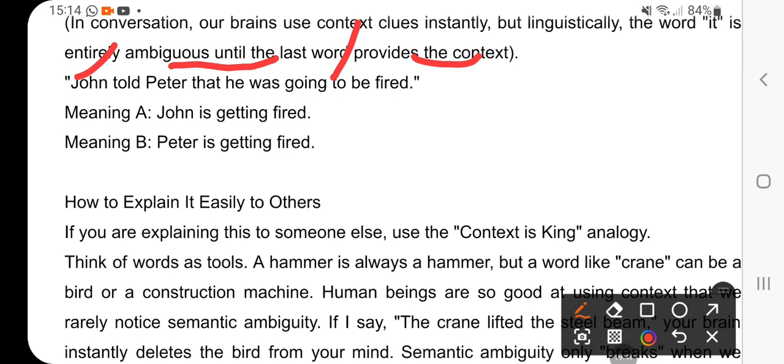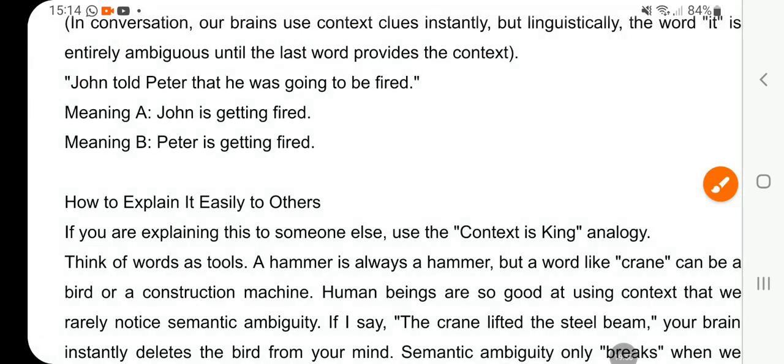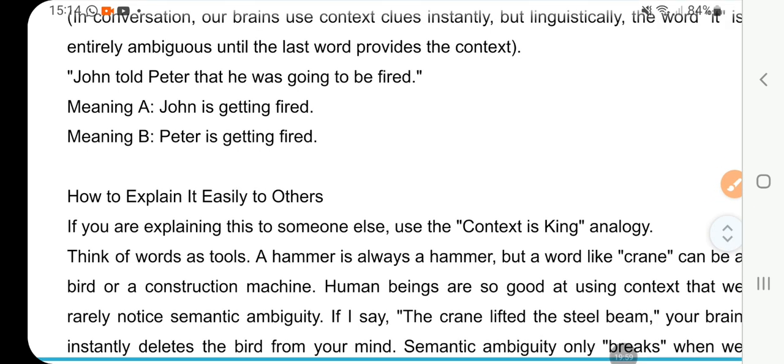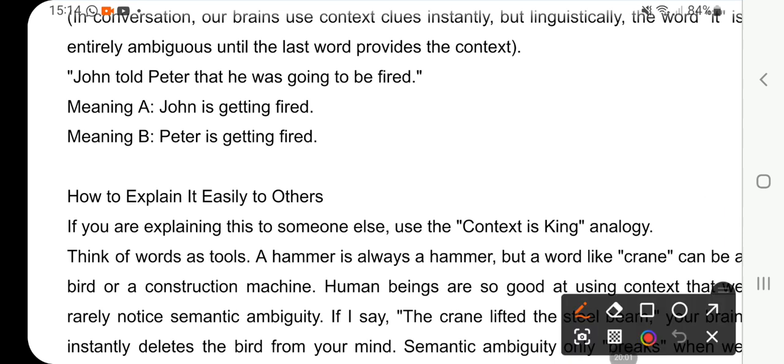Example, John told Peter. Imagine how many people are there? John and Peter. John told Peter that he was going to be fired. So Peter is going to be fired or John? John told Peter that he was going to be fired. So John or Peter, not clear. Meaning John is getting fired or Peter is getting fired, not clear.